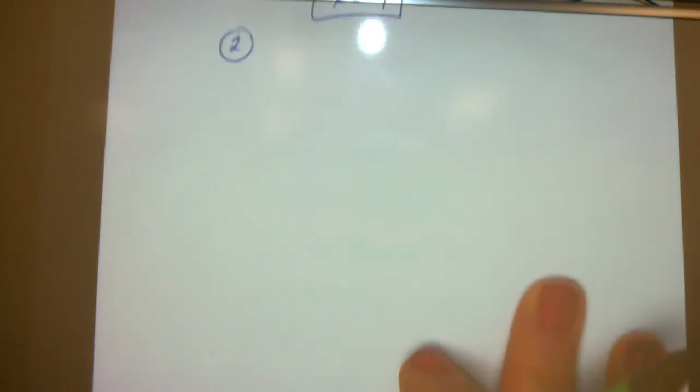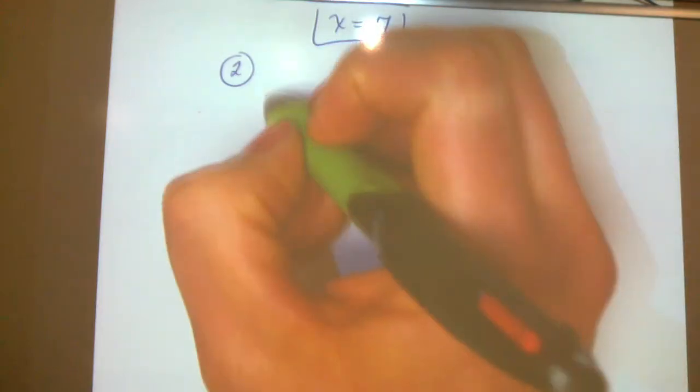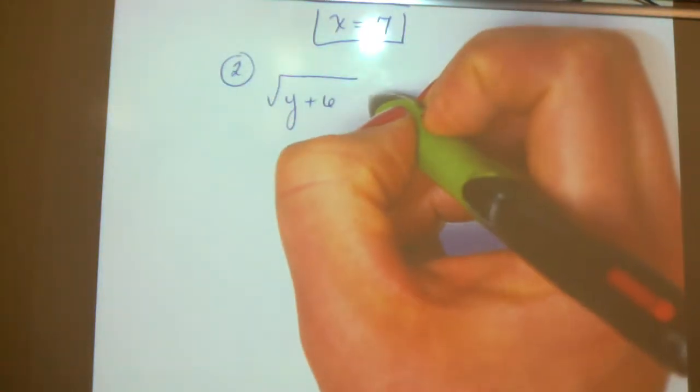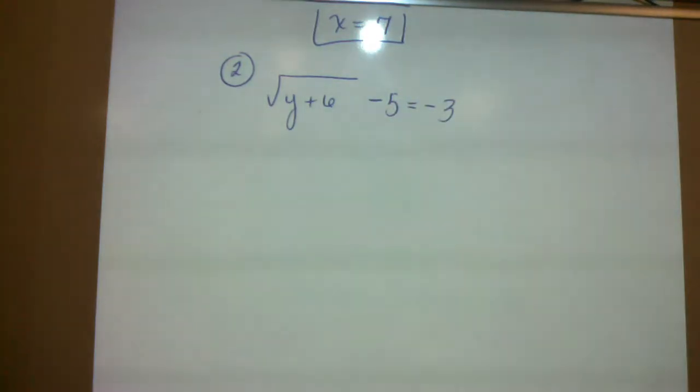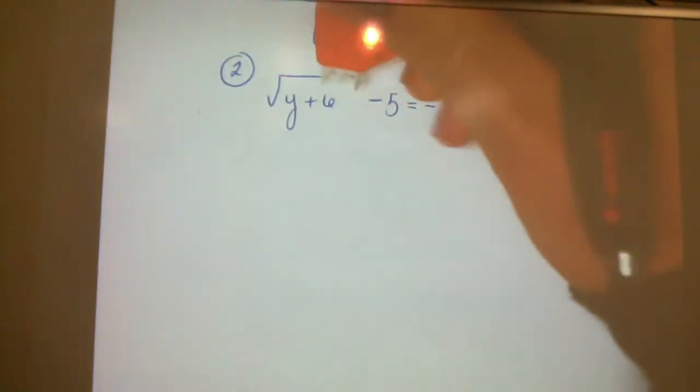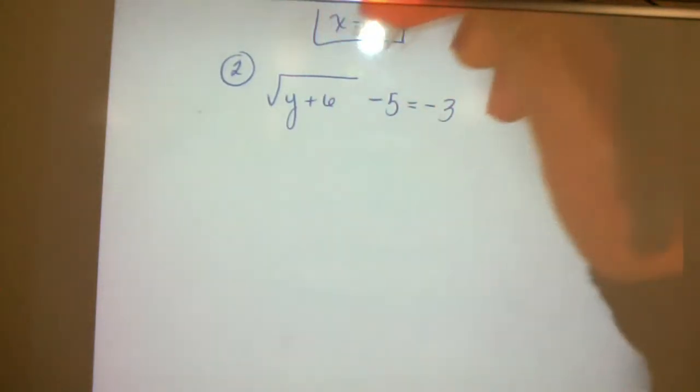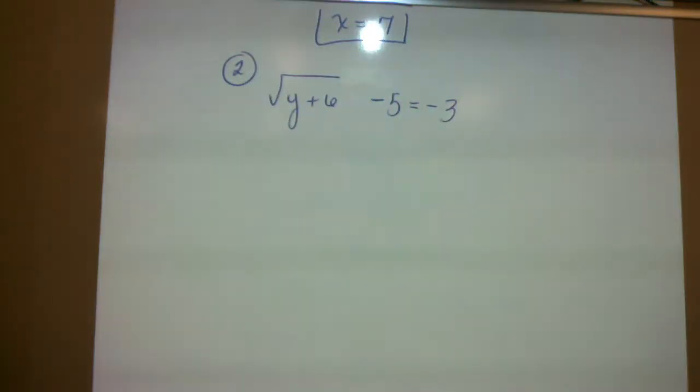Let's lift that up. There we go. We've got the square root of y plus 6 minus 5 is equal to negative 3. Let's make sure that radical sign is not over that 5. There we go. So the square root of y plus 6 and then minus 5 is equal to negative 3.